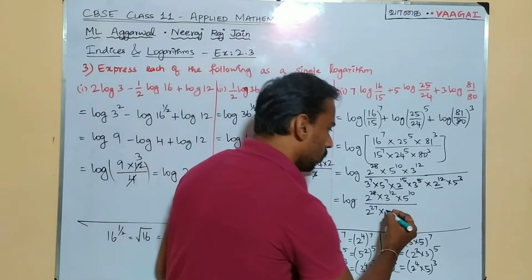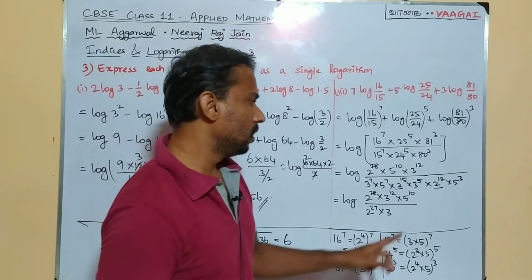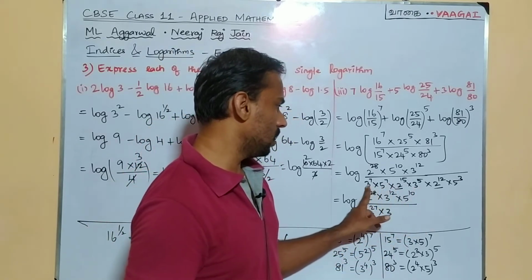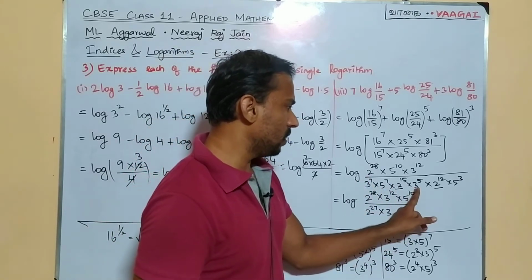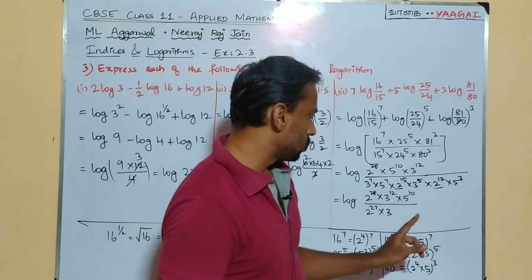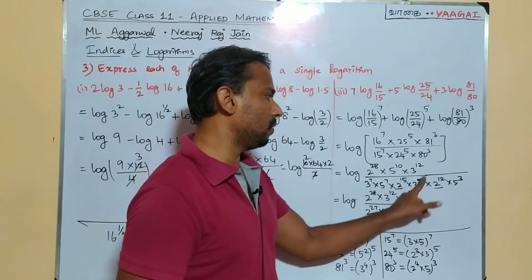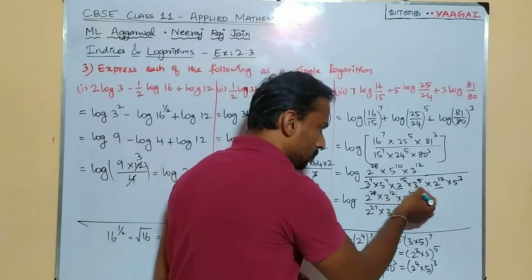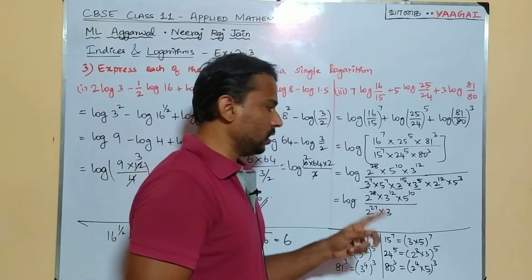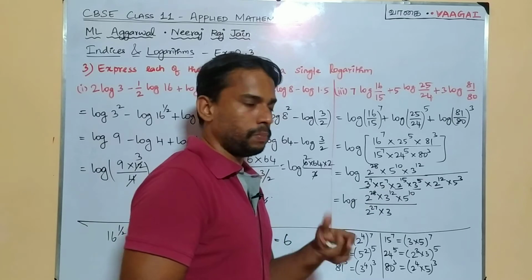Next we have 3 power. How can 3 power be written? Here we have 3 power 7, here we have 3 power 5, and that's all we have. So 3 power 7 and 3 power 5. Now we can add those two powers. So 7 plus 5 becomes 3 power 12, right?